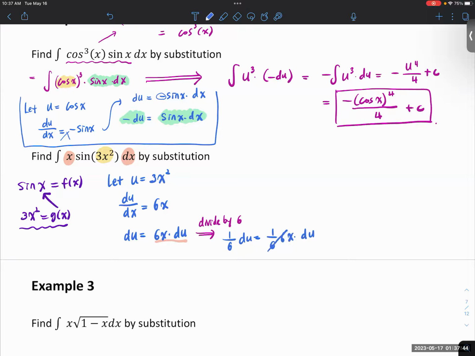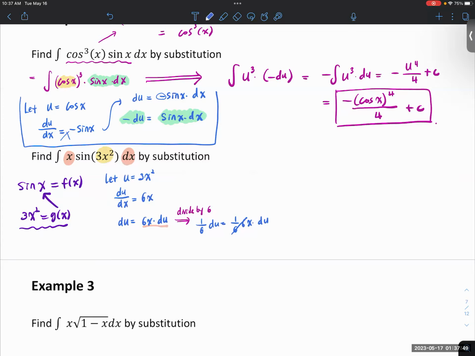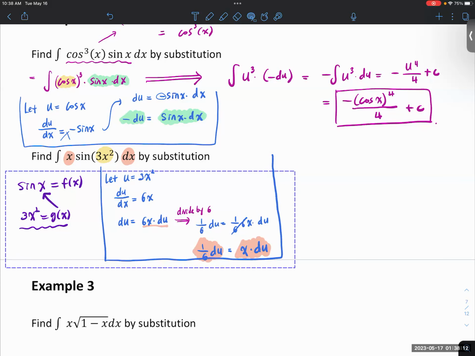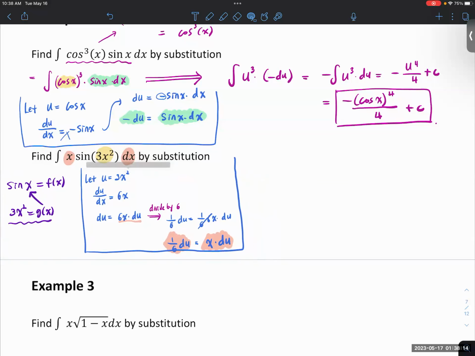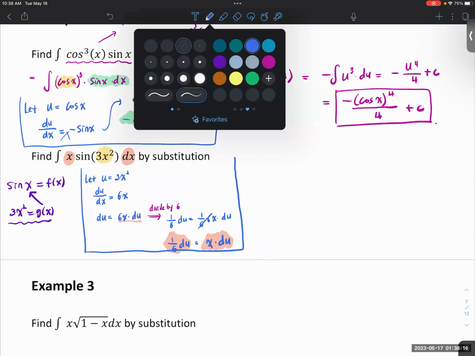So they cancel. We have 1 over 6 du equal to x times dx. That's what I want. So x times dx is 1 over 6 du in terms of the u variable. That is going to be our u substitution. Let me minimize it, because I'm going to need space. So we're good. Therefore, we're going to finalize it.